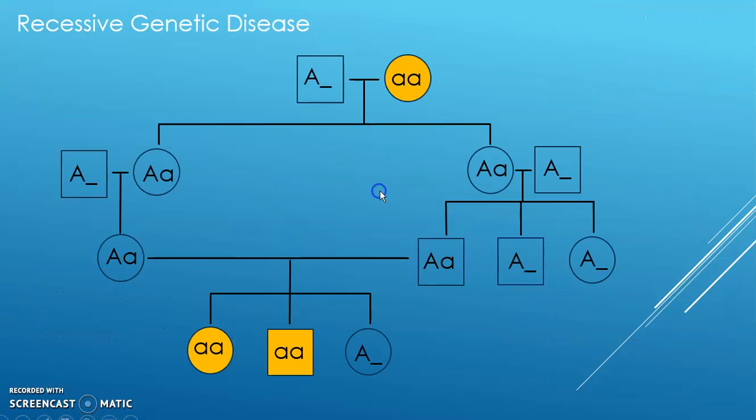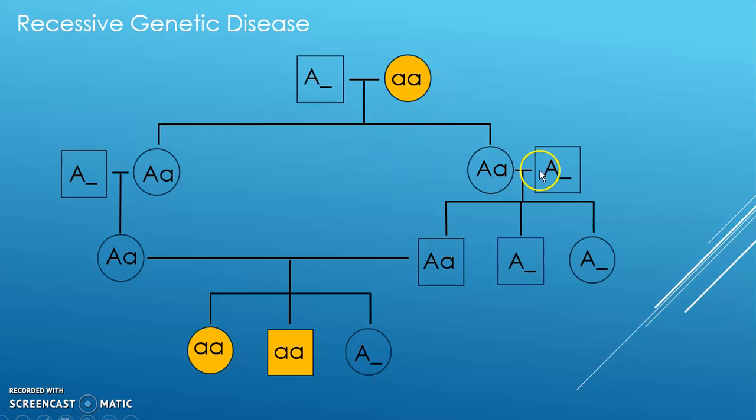Let's look at a recessive pedigree. This pedigree is for something like sickle cell anemia, which is a genetic disease and it is recessive. You have a couple here. Dad does not have sickle cell anemia, mom does. They have kids who do not have sickle cell anemia. We know that they have to be heterozygous because they had to get the recessive allele from mom.